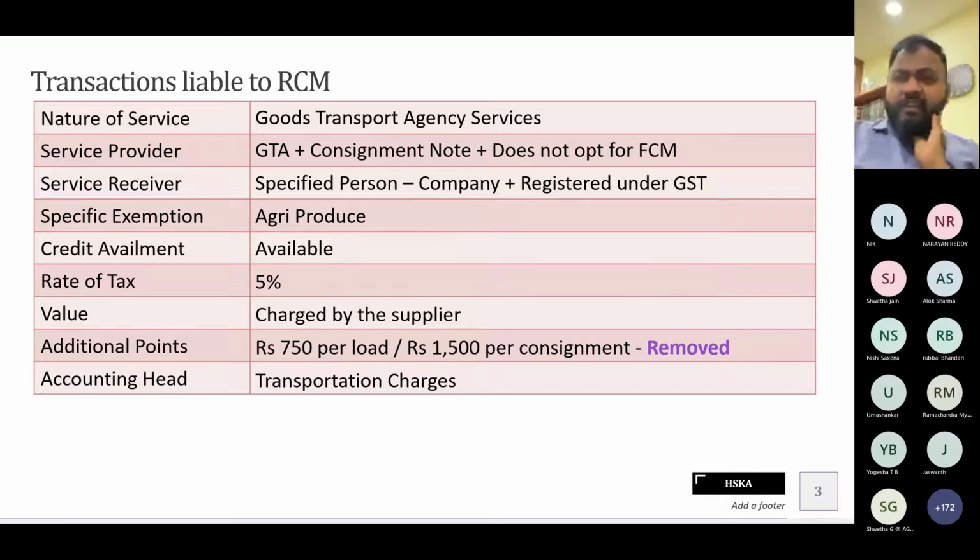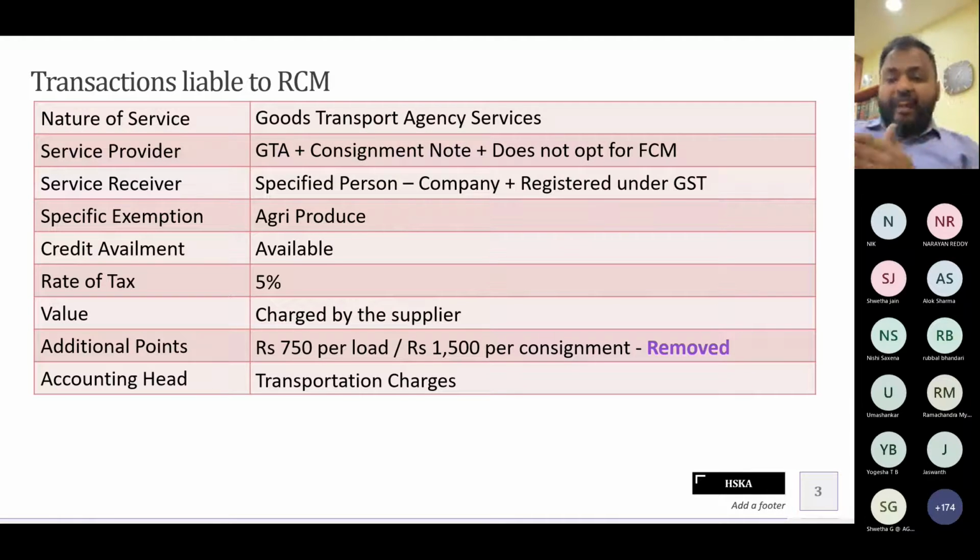Is there any specific exemption available for GTA? If I am transporting agricultural produce or military equipments or any relief material, in that case specific exemption is available. We will have to go through the notifications. I will not be going through each of the notifications relating to exemption, but whatever is important is what I'm going to cover. Is specific exemption available? For very few categories of commodities, exemption is available, where even if I engage a goods transport agency, I am not required to pay tax under reverse charge mechanism.